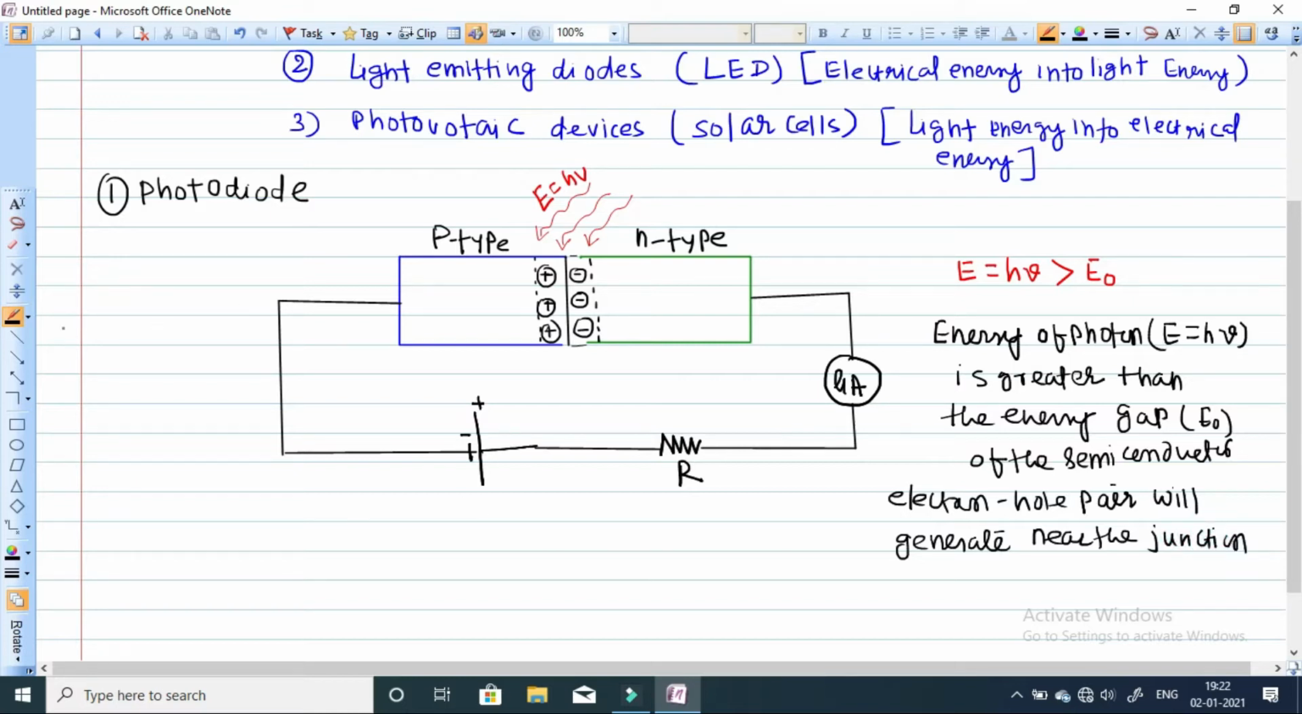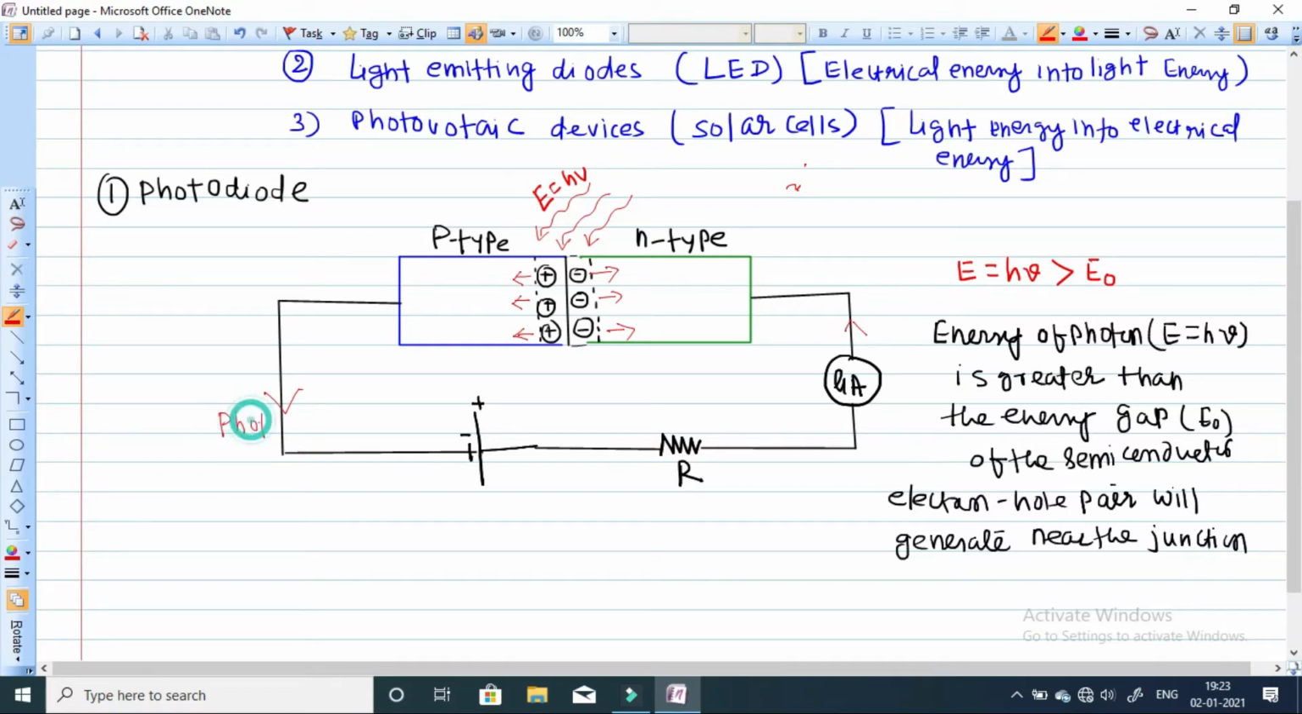Before the recombination, they will separate. This positive charge will start moving towards the negative terminal. They will not recombine, and this negative charge will start moving towards the positive terminal, and this will lead to the current that is known as photocurrent. So we will get a current in this external circuit, because electron and hole pairs, these charge carriers, are generated due to the photon. The current we are getting in the external circuit is known as photocurrent.